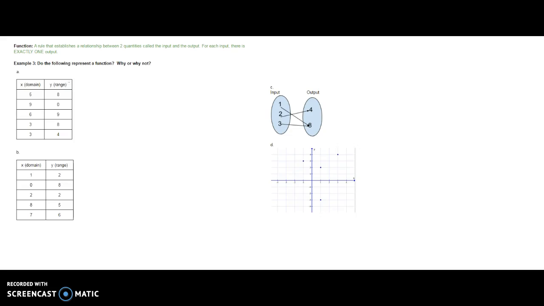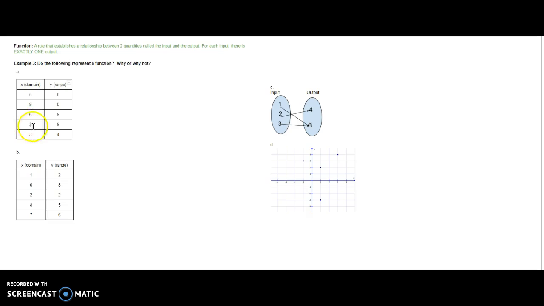In example 3, we are looking at whether something is a function or not. The definition again of a function is a rule that establishes a relationship between two quantities called the input and the output. For each input, there is exactly one output. So when we look at letter A, we're looking at our domain, our x values, and we want to make sure that they go to exactly one output.